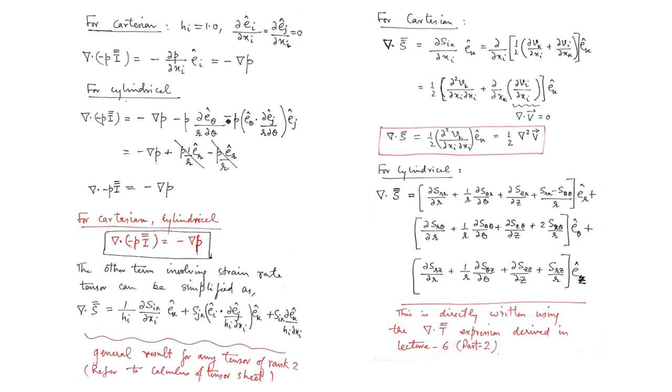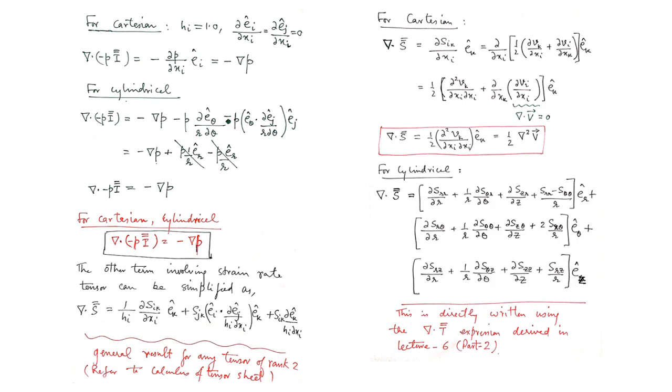Del square is the Laplacian operator. Just as del is the gradient operator, so del square is known as the Laplacian operator. For Cartesian, we have shown that the divergence of the strain rate tensor is nothing but half of the Laplacian of the velocity vector, half del square v vector.